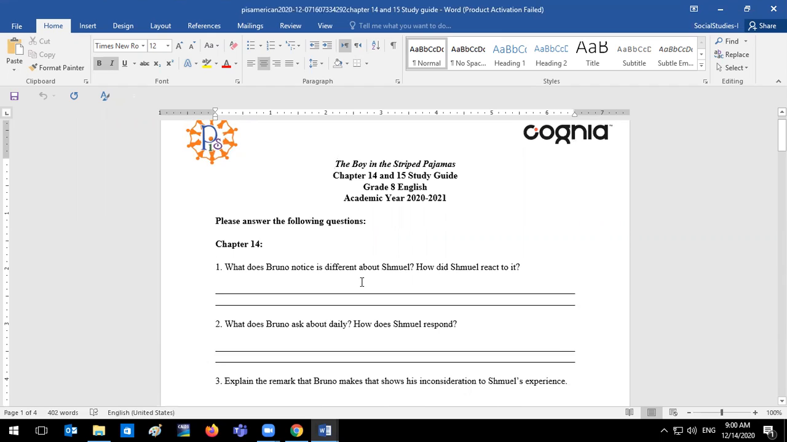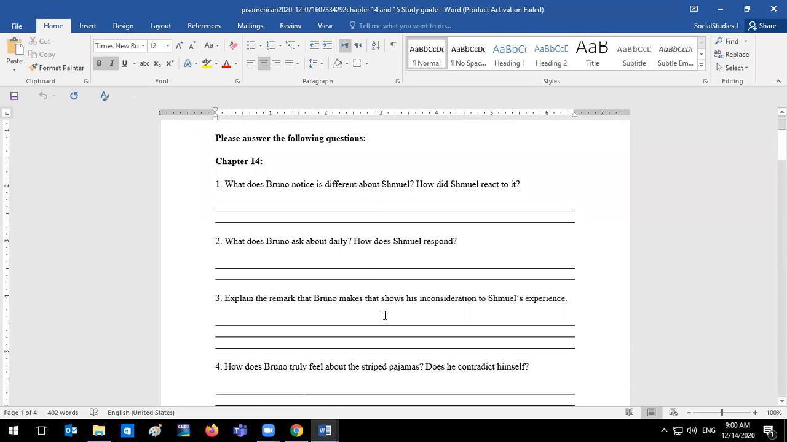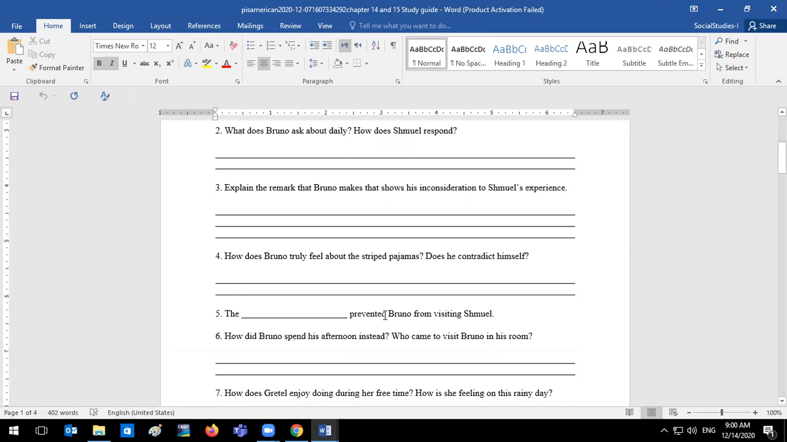Chapter 14 focuses on the rain. It was a rainy day. It started off with a rainy day. Because of the rain, Bruno was stuck at home. He stayed in his bedroom reading.